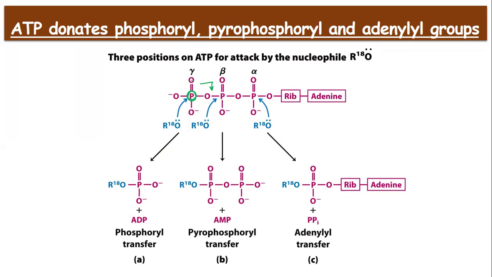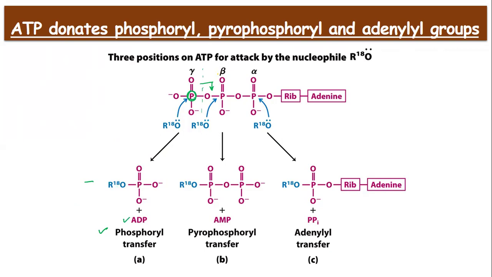So if this phosphate has to make a bond with the nucleophile, it should break its bond with the remaining structure. So here, this bond will undergo hydrolysis and the phosphate group will be transferred to the nucleophile. This is called phosphoryl transfer. And along with the phosphoryl group, the remaining structure will be released as ADP.